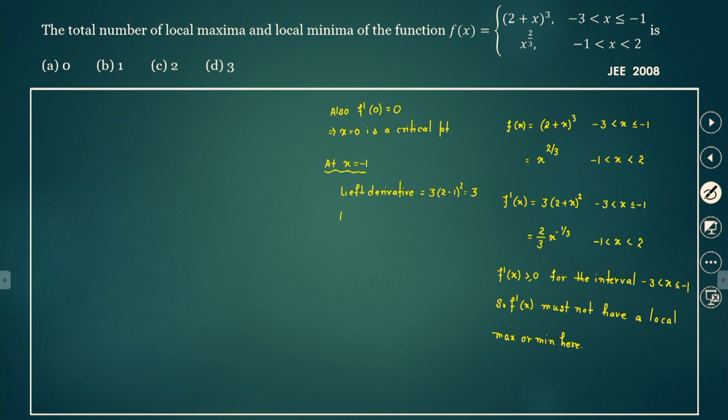And if I calculate the right derivative, we find that at this particular point the right derivative is equal to (2/3)(-1) to the power -1/3. So we'll say that at x = -1, the left and right derivatives are not equal.